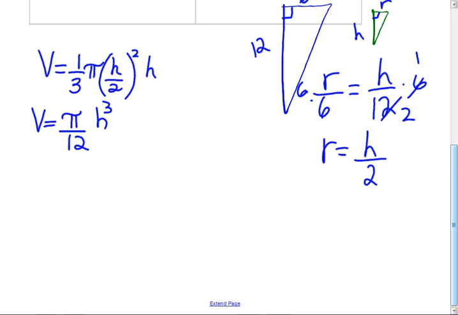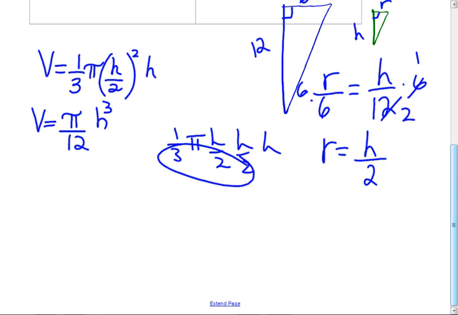Because what's 2 squared times 3? Remember, that's squared. It's 1/3 pi, H over 2, H over 2, H. Multiply those out. That's 12. I'm just simplifying. I haven't done anything. It's pi times H cubed, the same thing. I haven't done any calculus, you guys. Calculus is the easy part.